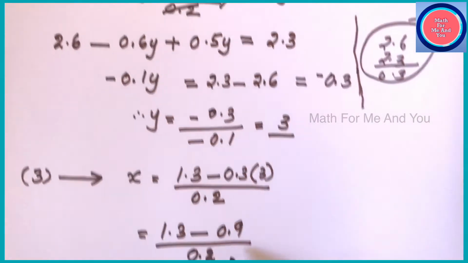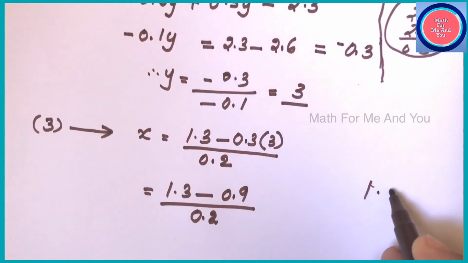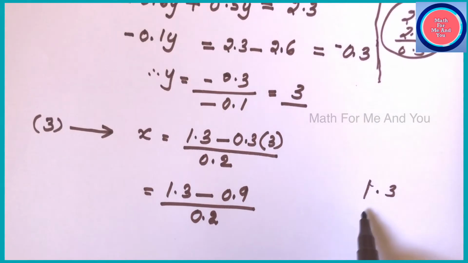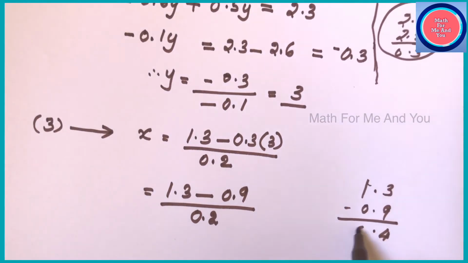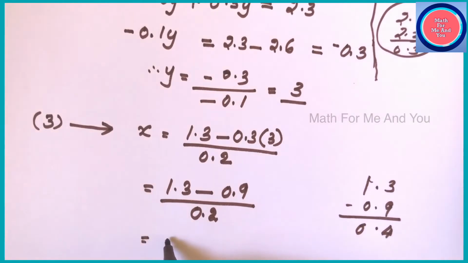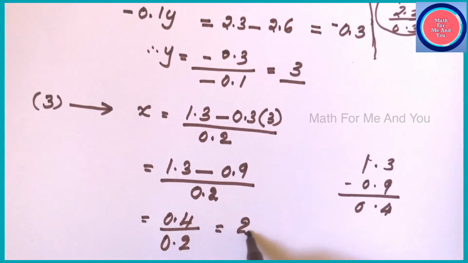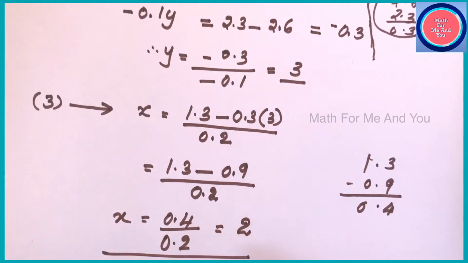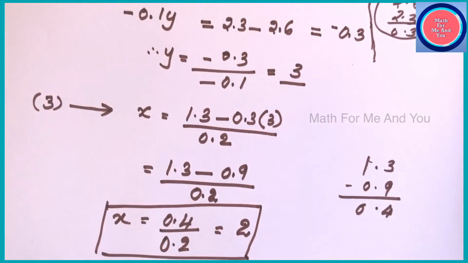1.3 minus 0.9, that is equal to, if you want you can write and find the answer, 1.3 minus 0.9, and then when we subtract we get 4 there, then point and 0.4. 0.4 over 0.2. The answer is equal to 2. That is, when we substitute y, we get x value equal to 2. So what is the solution? x equals 2 and y equals 3.